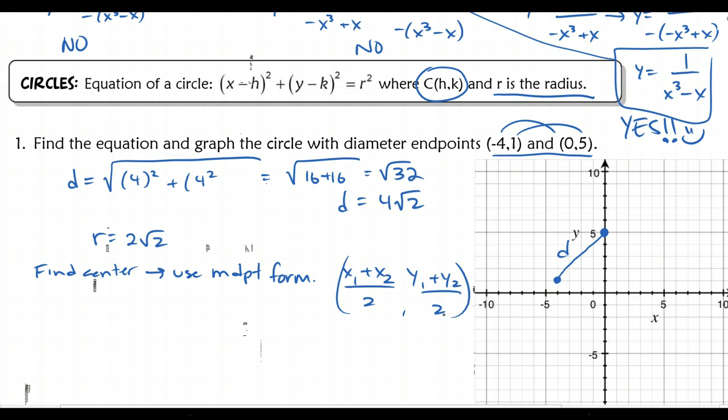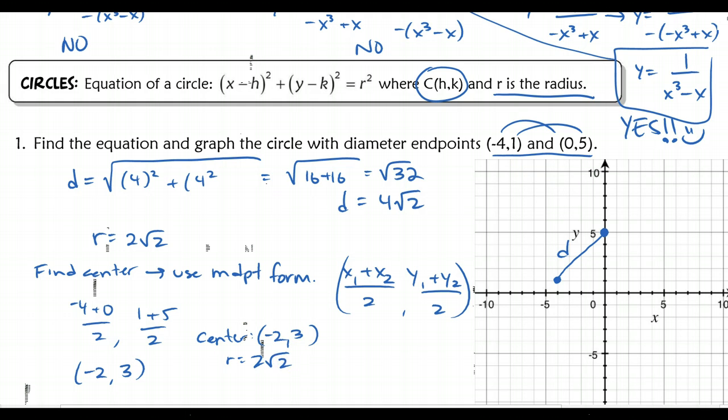Okay, so we're going to take -4 plus 0, cut that in half, and 1 plus 5, cut that in half. We end up with the point -2, 3. So my center is at -2, 3. And my radius is 2 root 2.